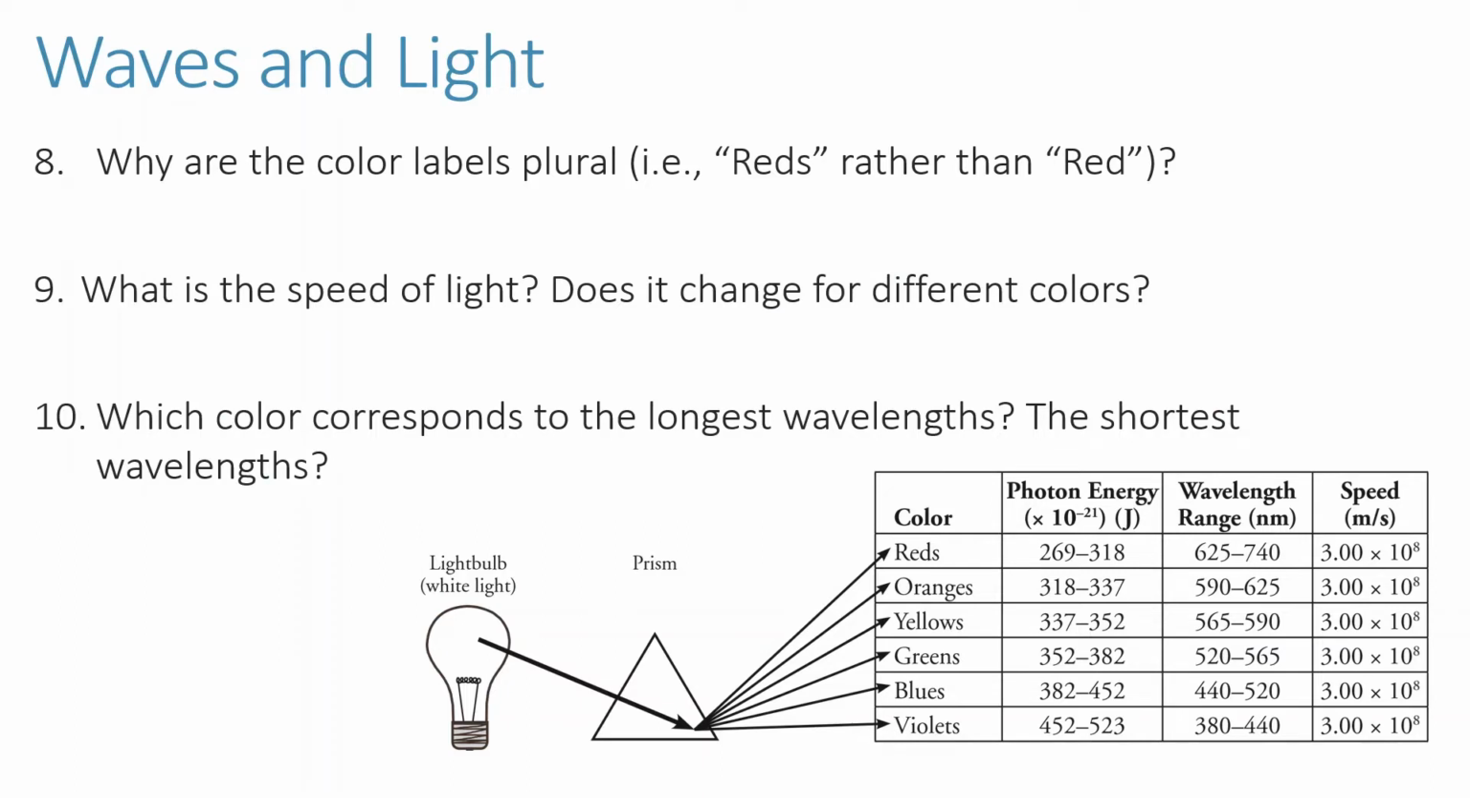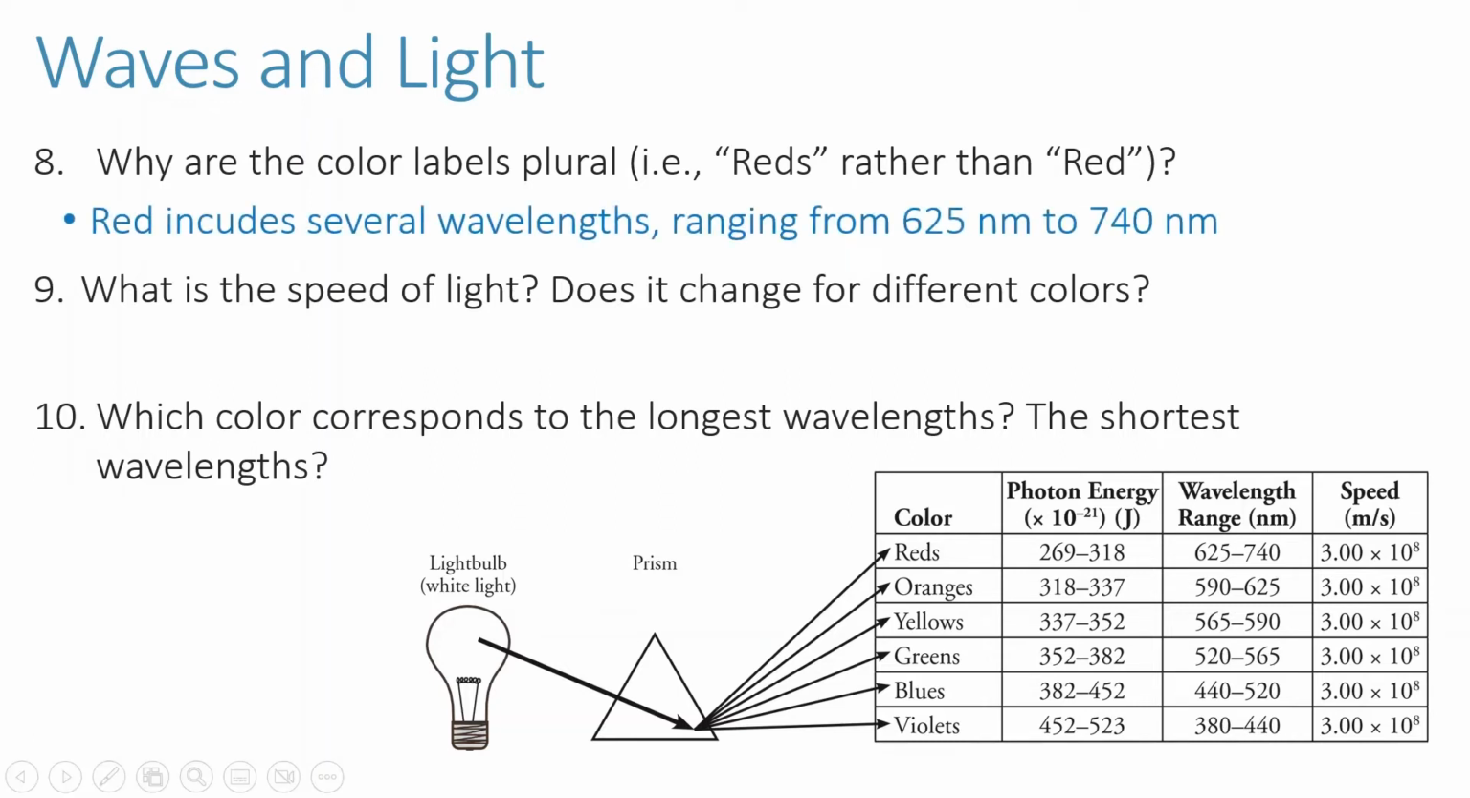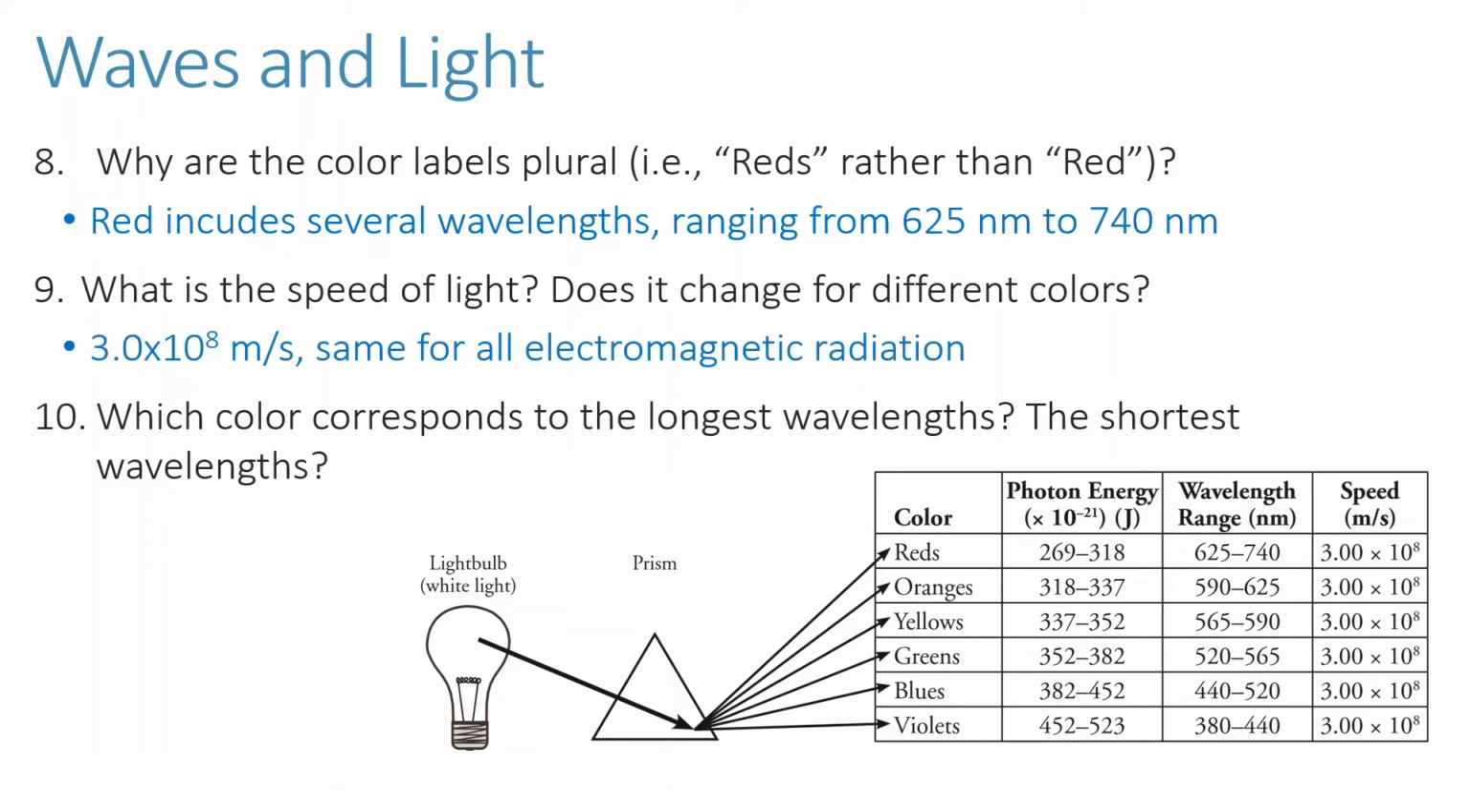So why are the color labels plural? We have reds rather than red because red includes several wavelengths ranging from 625 to 740 nanometers. The speed of light is a constant, so it doesn't matter whether we're talking about red light or blue light or X-rays or gamma rays or radio waves. The speed limit is 3 times 10 to the 8 meters per second. Remember, this is a number in scientific notation. It's raised to the positive 8. So this is a pretty fast speed.